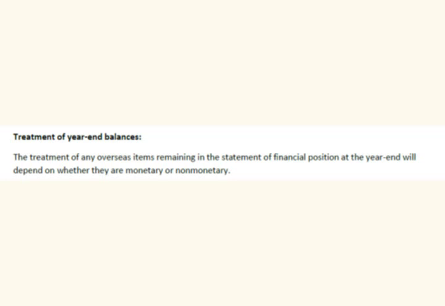Treatment of year-end balances. The treatment of any overseas items remaining in the statement of financial position.